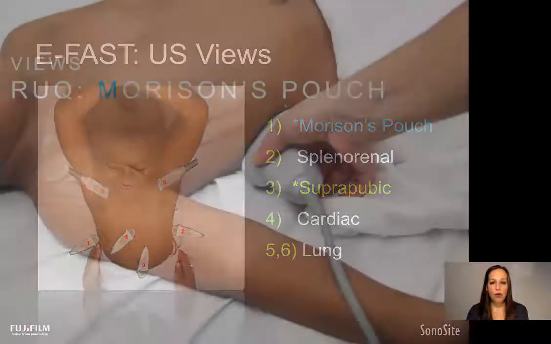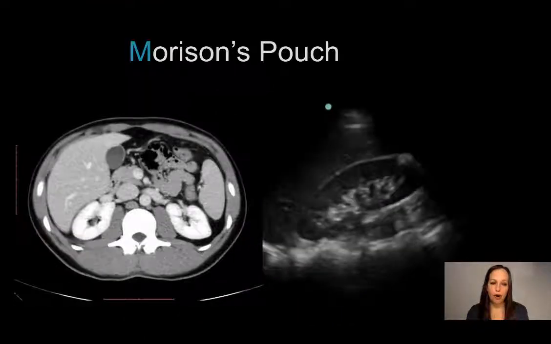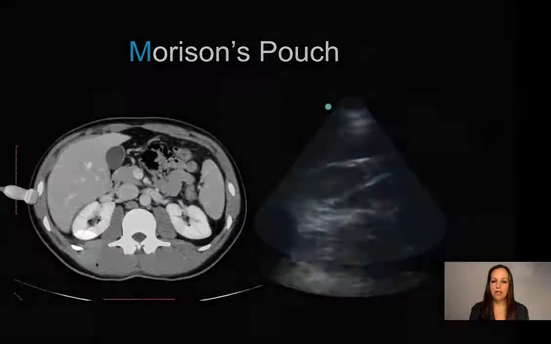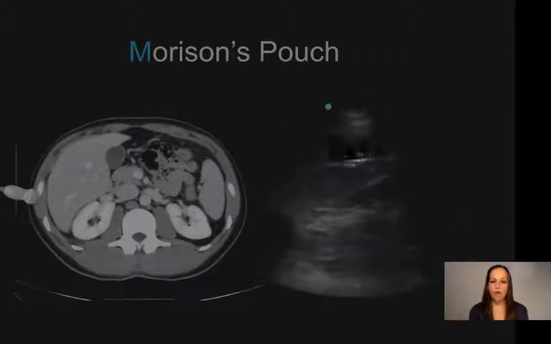For the right upper quadrant or Morrison's pouch, this was actually developed first in the order of the FAST exam because they found in cadaver studies that this was the most dependent position in adult patients for developing fluid. What we can see here anatomically, we put the probe. This is a coronal view. You have the indicator towards the patient's head, angled back about 10 degrees, and this is what we see on the ultrasound. We can see here kidney, we can see liver, and we can see the space in between, and this is known as Morrison's pouch.